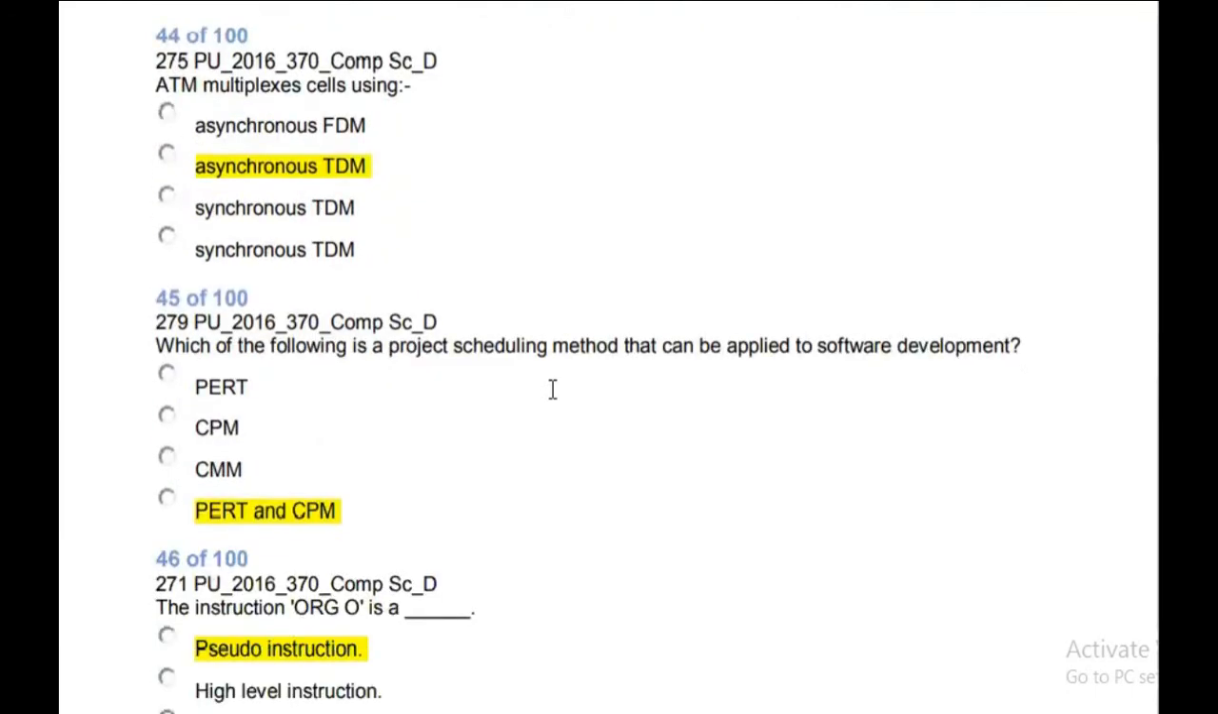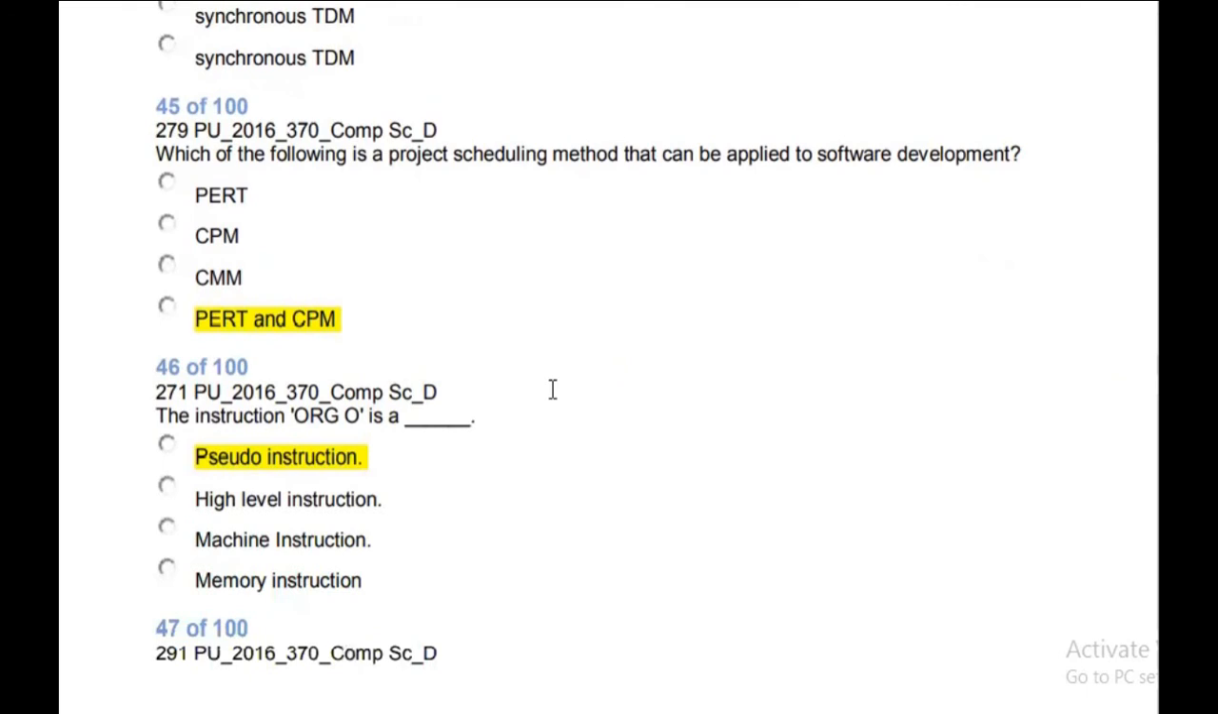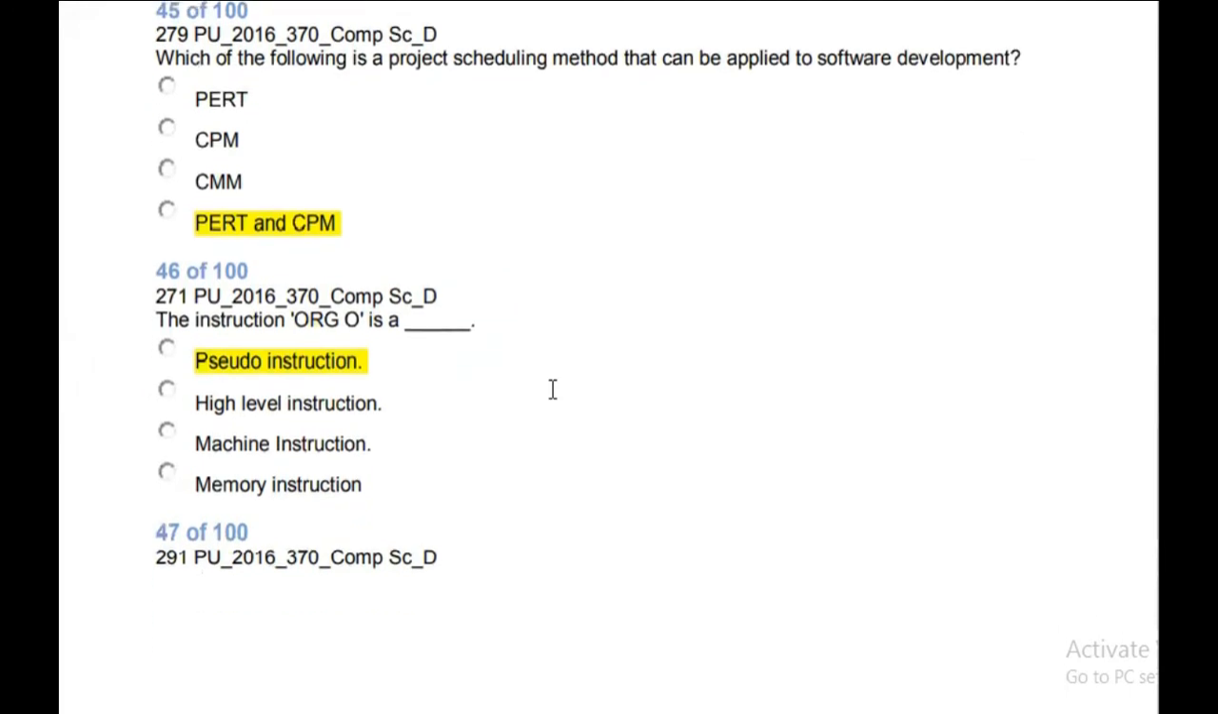ATM multiplexes cells using asynchronous TDM. Option B is correct. Question number 45. Which of the following is a project scheduling method that can be applied to software development? Option D is correct. PERT and CPM.